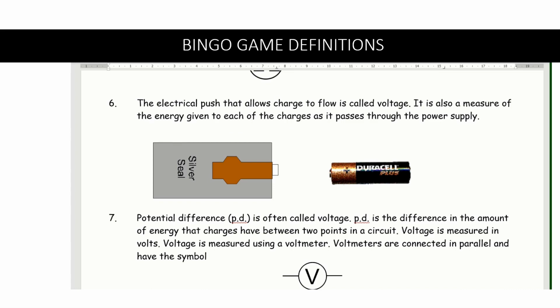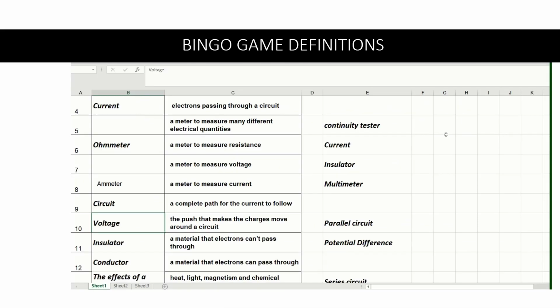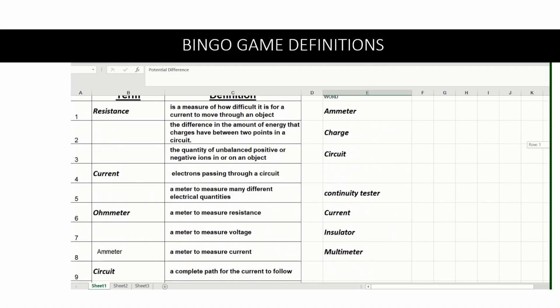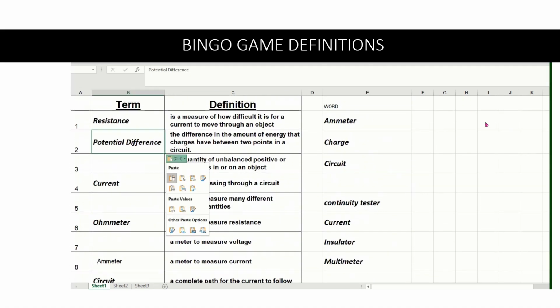Potential difference, PD, is often called voltage. PD is the difference in the amount of energy that charges have between 2 points in a circuit. Bingo. So potential difference should be here. There's not many left. Here we go. Difference between the amount of energy that charges have between 2 points in a circuit.